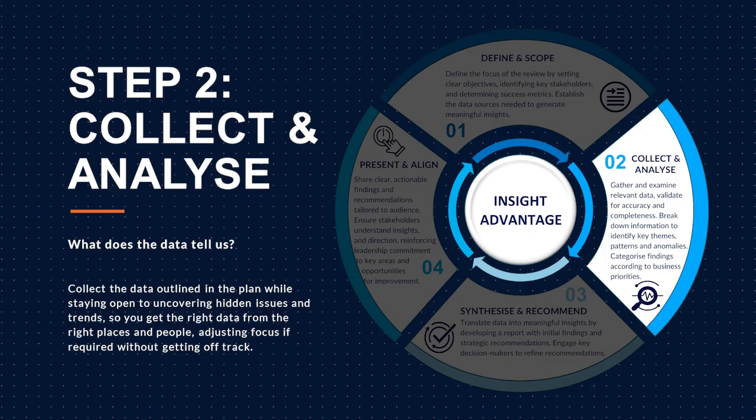In step 1, you develop the scope and plan for the review. You'll now be clear on the why, who you need to collect information and data from, the type of information you need, the time frame, and who is responsible for the work. The question we're asking at step 2 is, what does the data tell us? But we really need to collect it first.